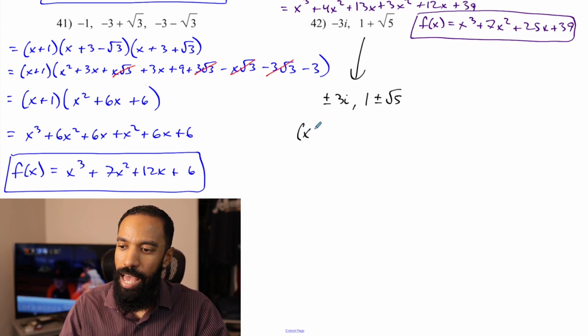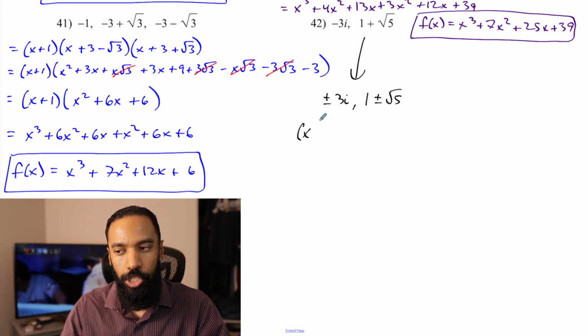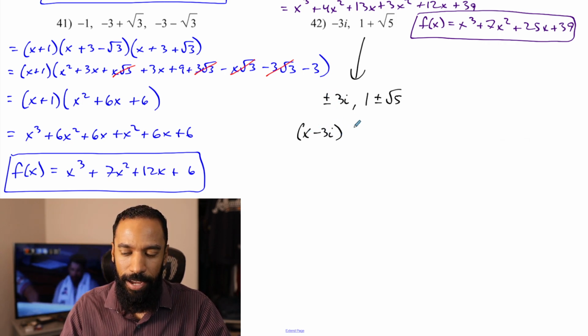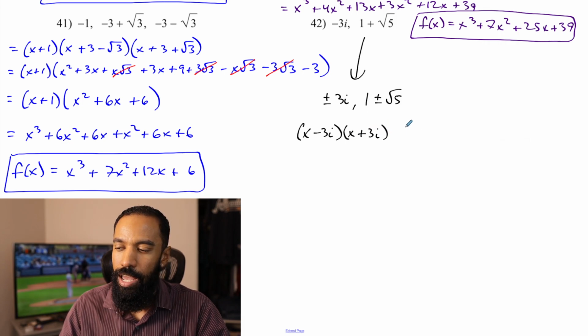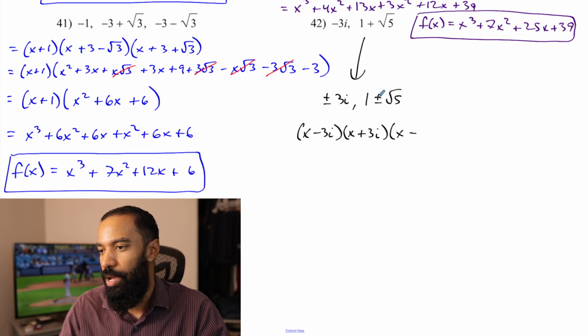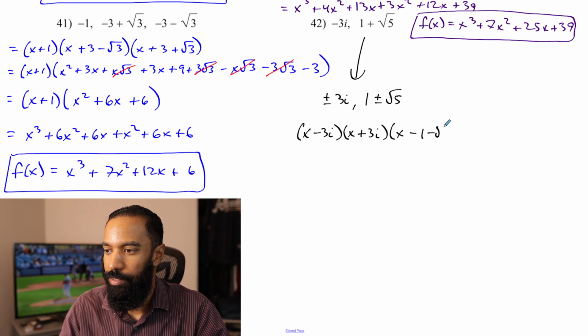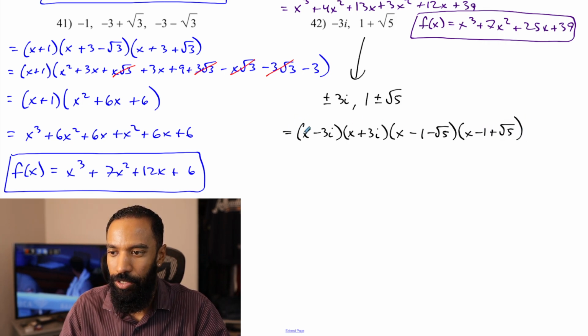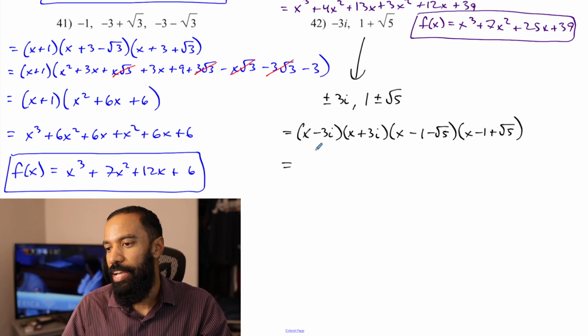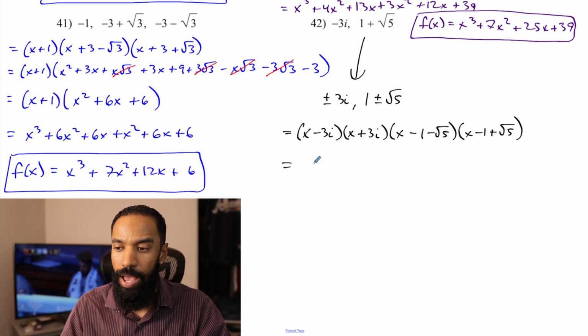So this is x. For the plus 3i root, that's x minus 3i as a factor. And then for x negative 3i as a root, that's x plus 3i as a factor. And then this guy has x minus, you subtract the 1 and then subtract the root 5. And then here you subtract the 1 and add the root 5 here. And I think I'm going to try and do this one faster. Let's see if I got this. This is x squared minus 9i squared, so x squared plus 9.